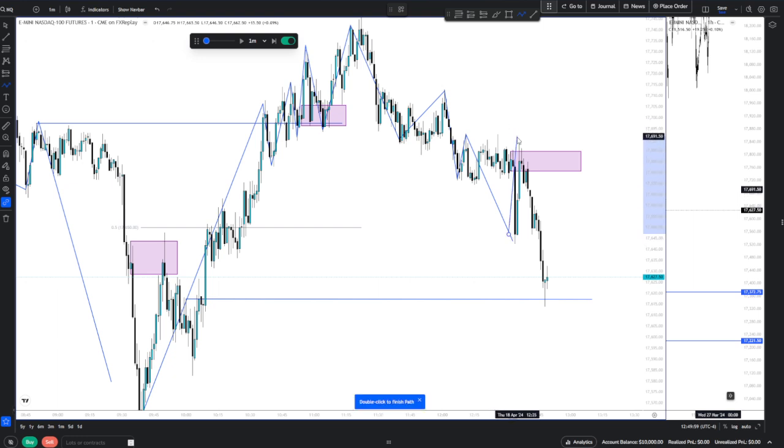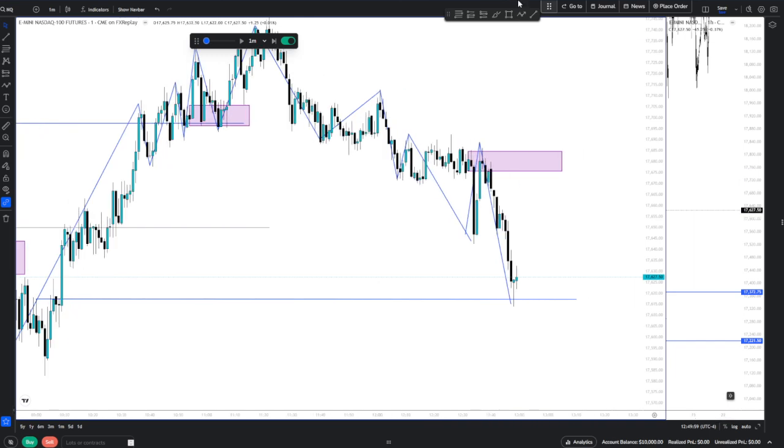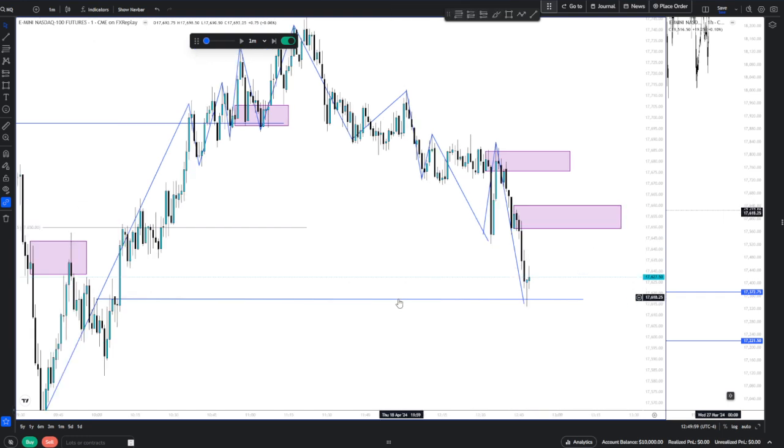So if we close above here, we have a new leg down. But I wouldn't be comfortable in anything bullish until we close above this responsible. So we'll see.